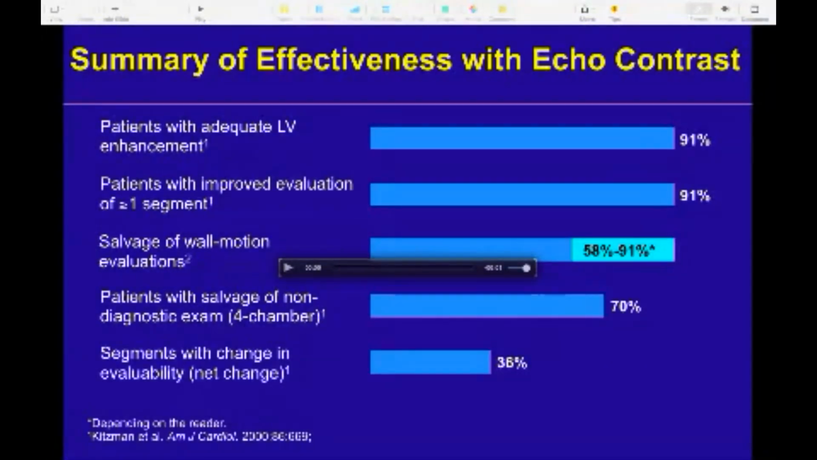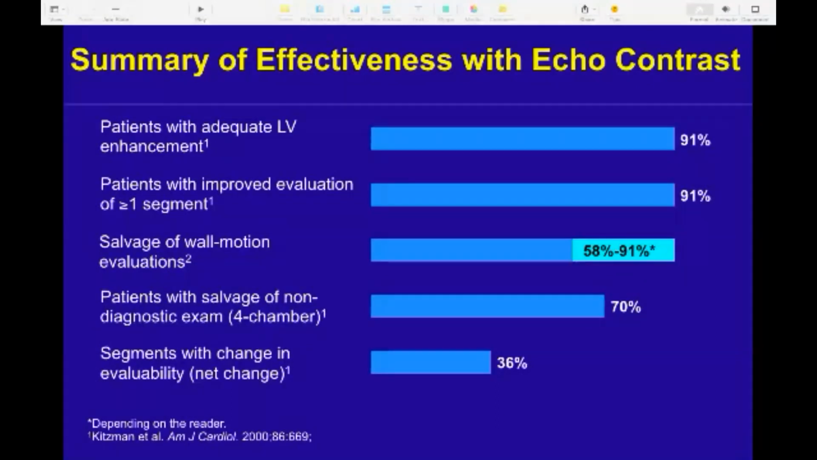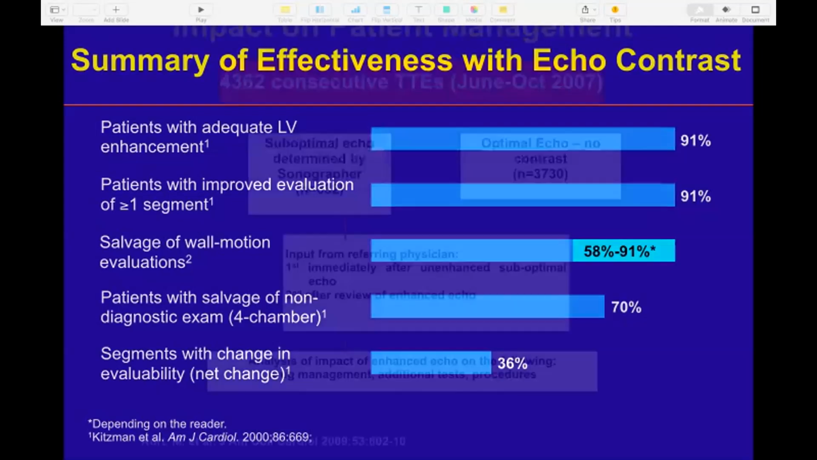So in summary, on the effectiveness of contrast, we know that it improves adequate LV enhancement, it improves evaluation of multiple segments, and it salvages wall motion evaluations where we are not sure. This is one of the big ones in this particular study and in others, where depending on the reader, close to 60 to 90% of the time, wall motion indecisions are helped by contrast. And then non-diagnostic examination salvage, and segments with change in evaluability, where you thought it was hypokinetic but it was not, and vice versa.